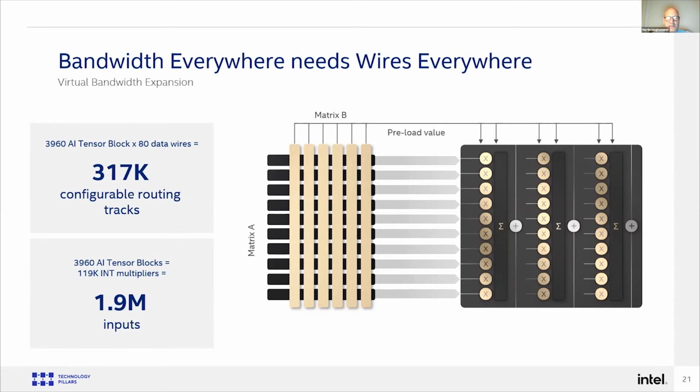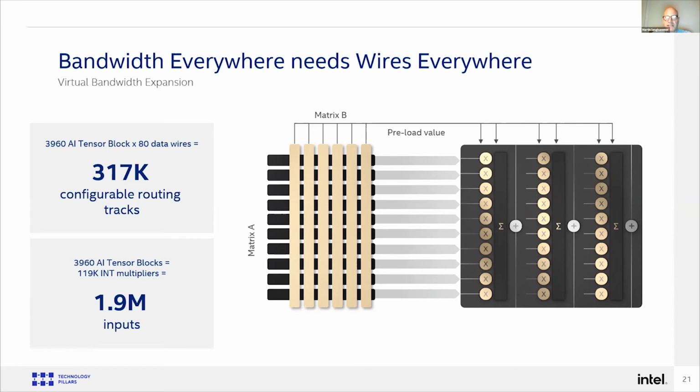For the last 35 or 40 years, the FPGA industry has been working on making denser and denser FPGAs. We know exactly how many wires we're able to get on a certain type of device. In this case, we've got about 317,000 wires into the AI tensor blocks. We can do a few more, but we can't do 2 million wires. So we've got to use virtual bandwidth expansion to achieve our 100% multiplier use.